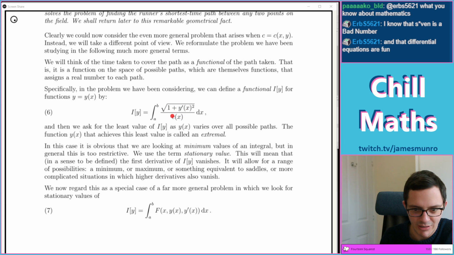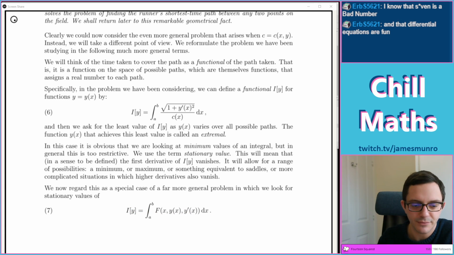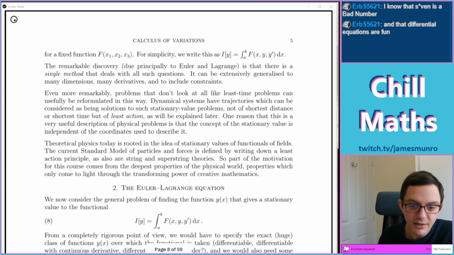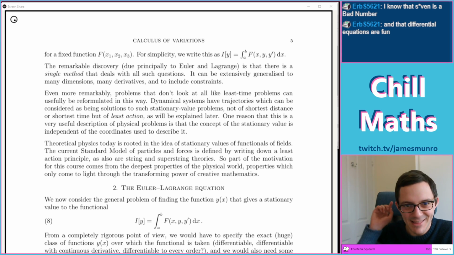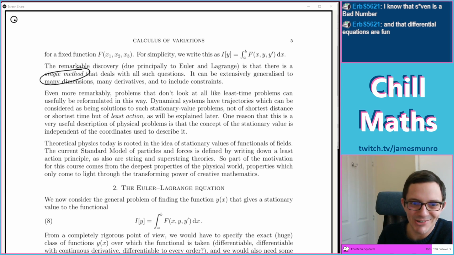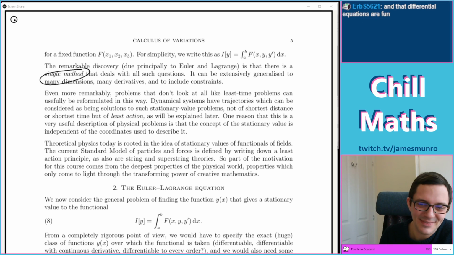Integral that we're trying to find the extremals for, probably minimum values. Far more general problem. That's what we're going to do in this course. We've got a function that depends on x, y, and y prime. Okay, good. Pick up the pace a little bit. I think this is fun, but need to speed up. Yep, good. We're still going to use square brackets. A single method that deals with all such questions. This is why I like teaching this course. There is a single method. There's only one thing in this course, really. There's only one trick, which means it's not too hard to explain to students. You show them the one, you make sure they know the one method.